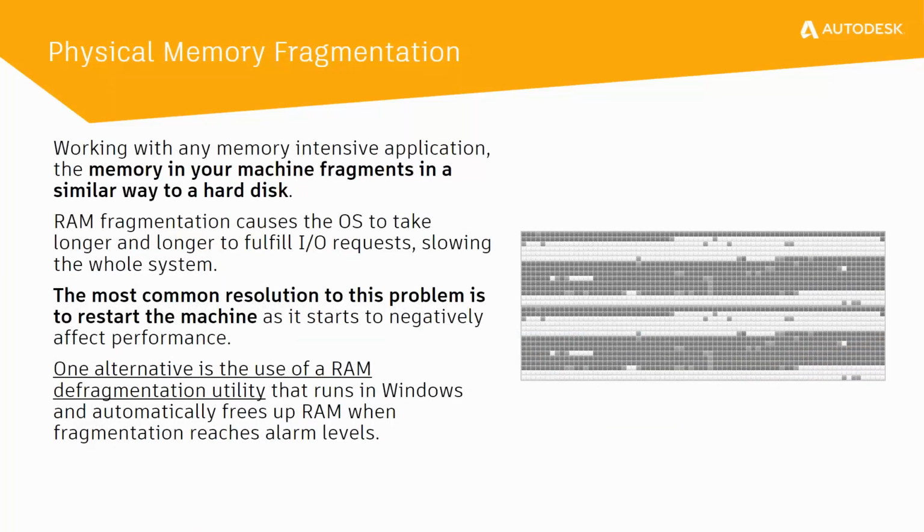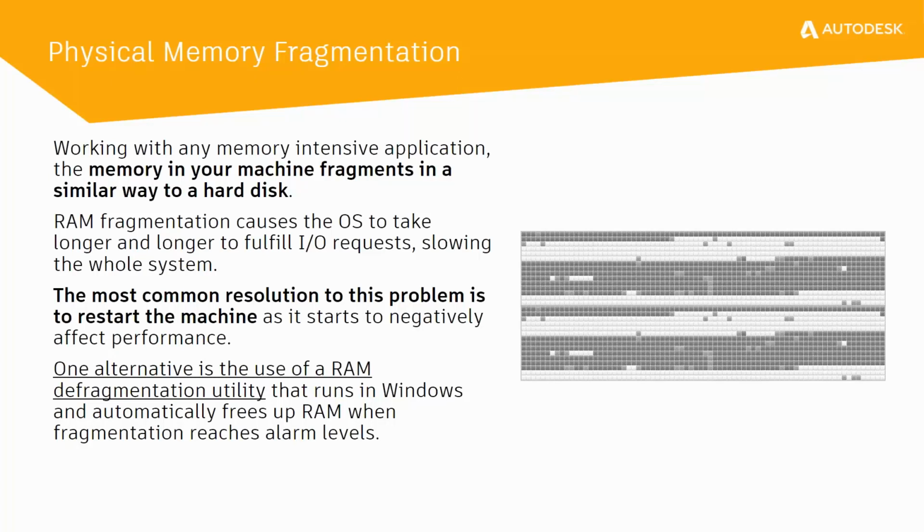Now, physical RAM, or your random access memory, can also get fragmented. It's similar to fragmentation that can happen to a hard disk where you're storing all of your data. The most common resolution to this problem is to simply restart your machine.